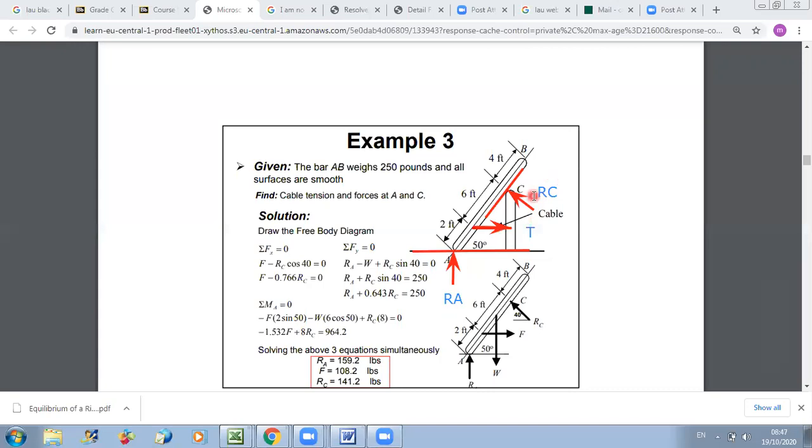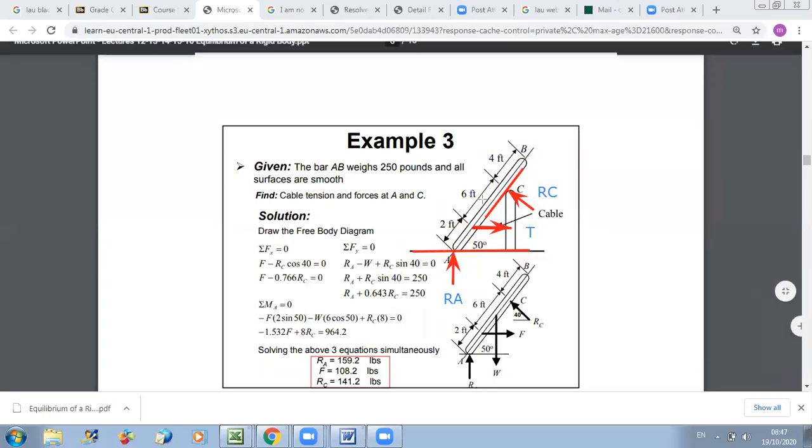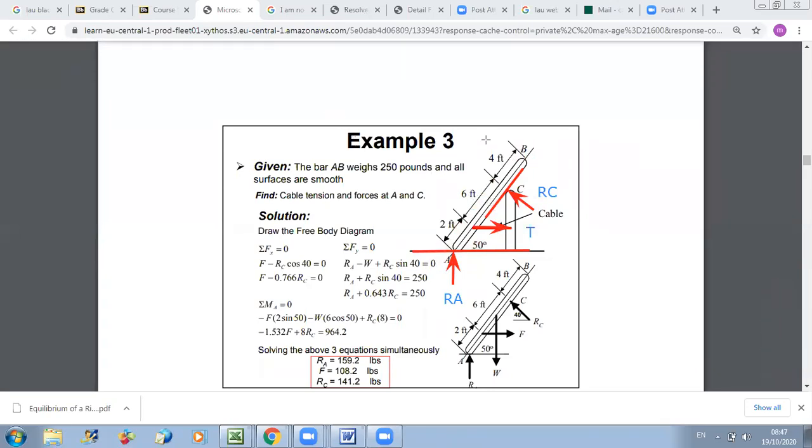Now, don't forget to put what? When you draw the free body diagram, these are the reaction forces, but you still have another force acting on your rod. What is the other force acting on your bar? The weight. Very good, the weight. And the weight passes through the center of gravity. So this is W, but W is given, it's not unknown. It's equal to 250.